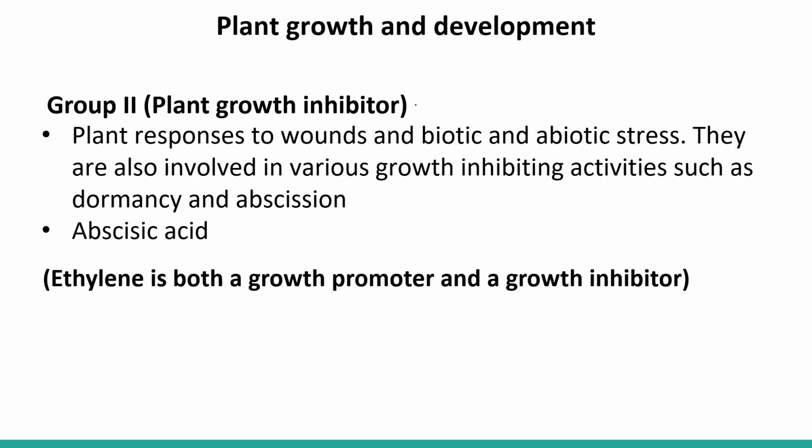Now, second is group 2, which includes the plant growth inhibitor hormone. An example of a plant growth inhibitor is abscisic acid. These hormones, or plant growth inhibitors, are involved in plant responses to wounds. Wounds can be any cut, or they can occur during herbivory. Wounds can be created by a cut or damage, or by herbivory, which means when animals eat the plants.